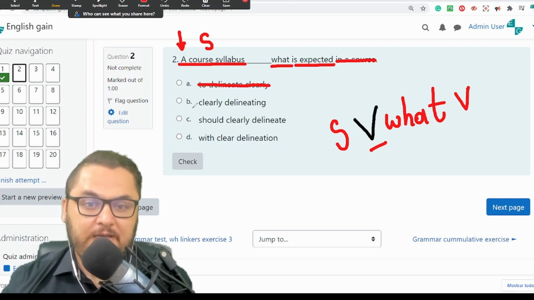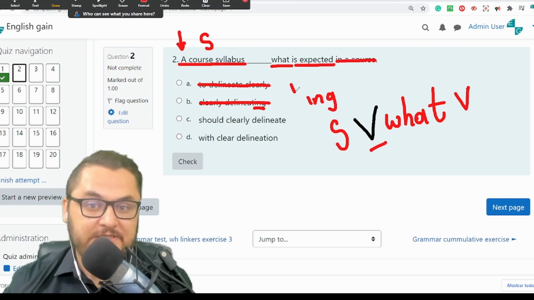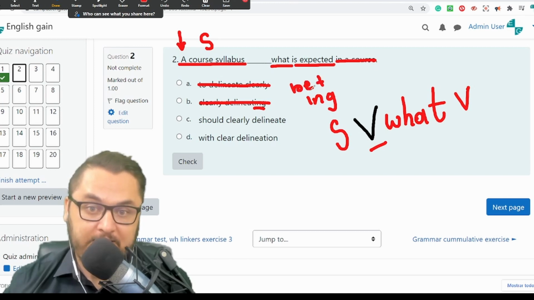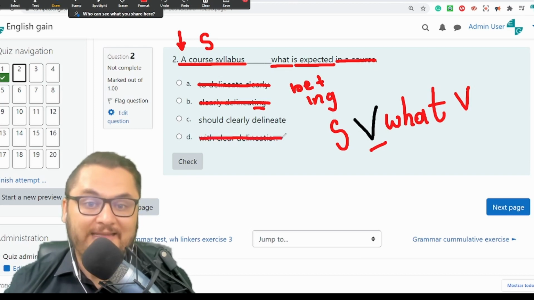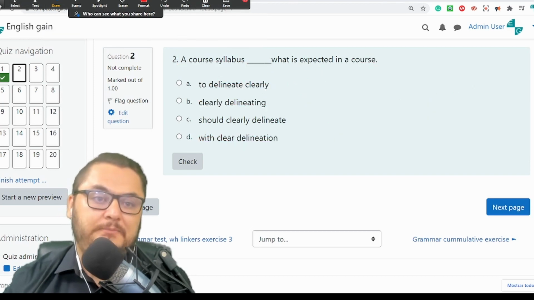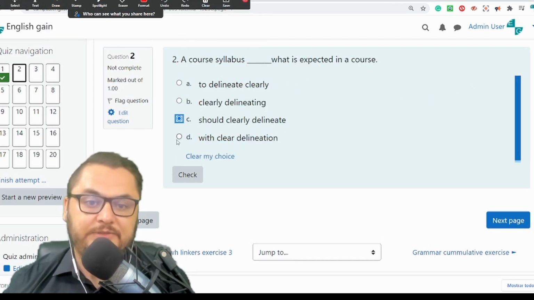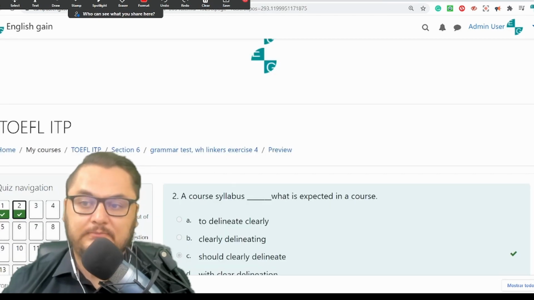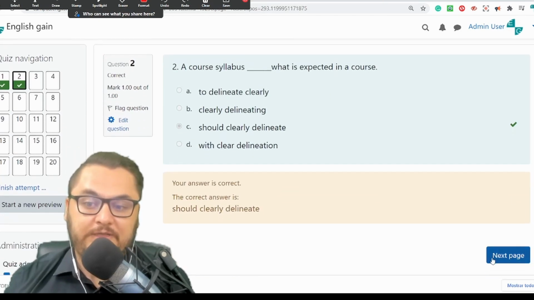Option B has an adjective. Maybe you can also remember that ing is an adjective if it is not together with the verb to be. Option C is a verb, should clearly delineate. And option D has a preposition, so I can eliminate that. Meaning I can use option C as my answer. Then we continue.